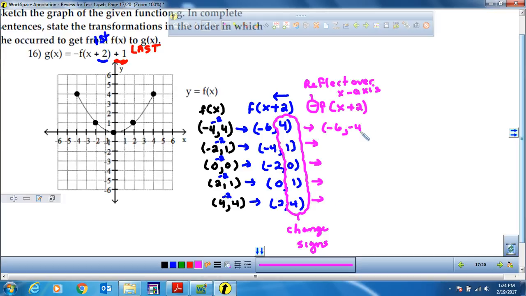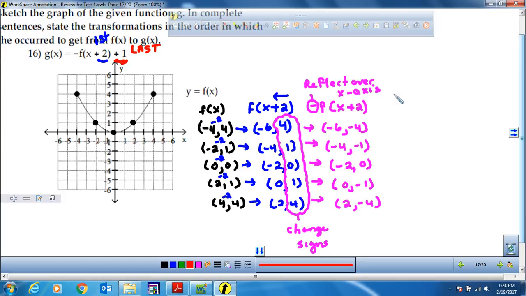(-6, -4). (-4, 1) changes to (-4, -1). (-2, 0) stays the same, of course. (0, 1) changes to (0, -1), and (2, 4) changes to (2, -4).